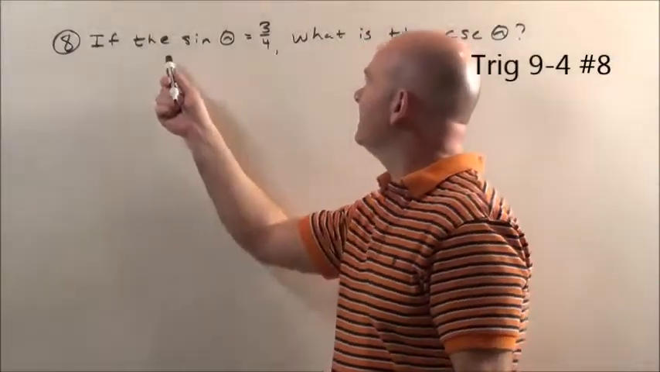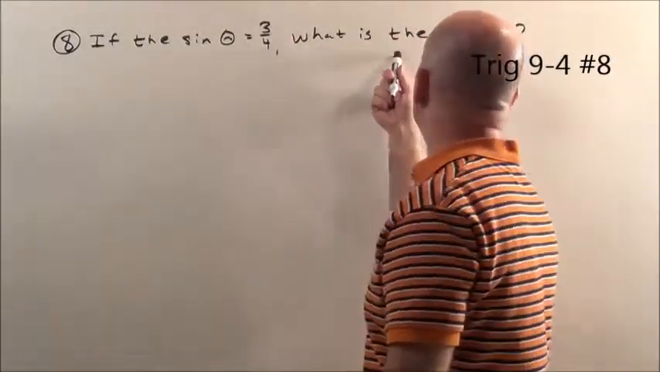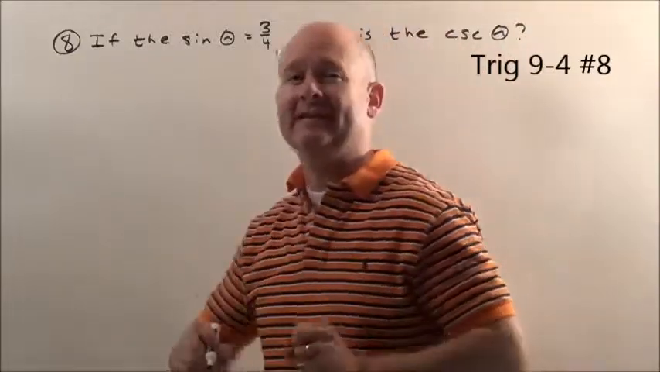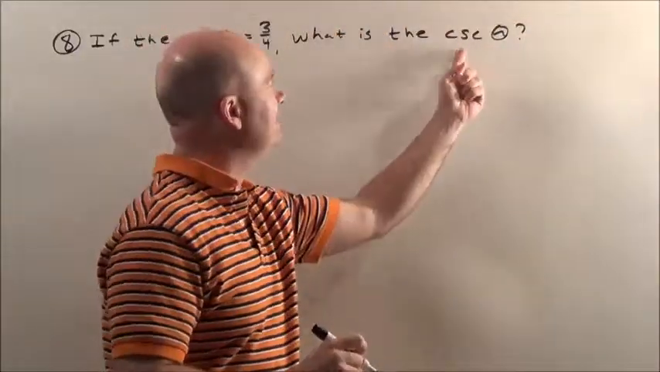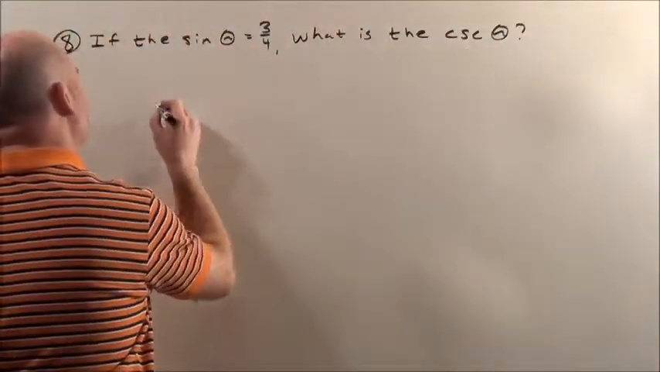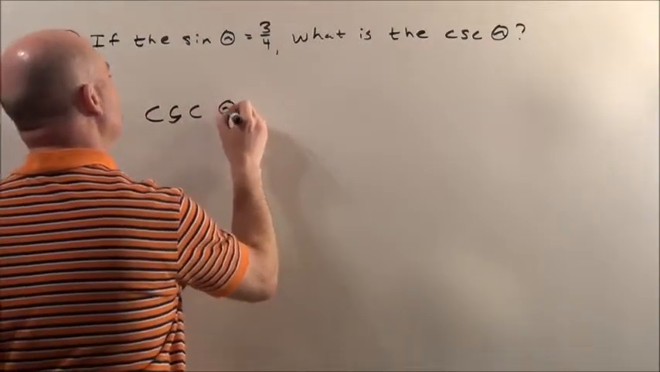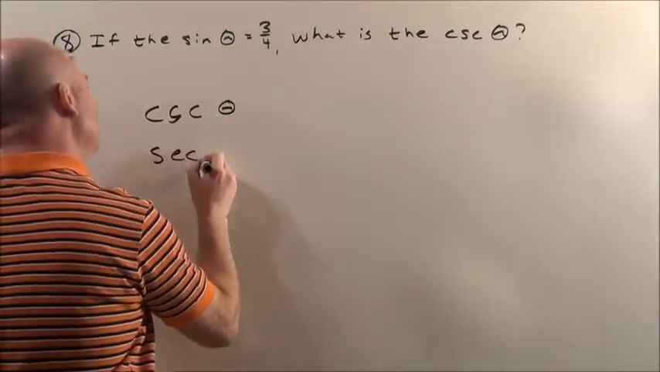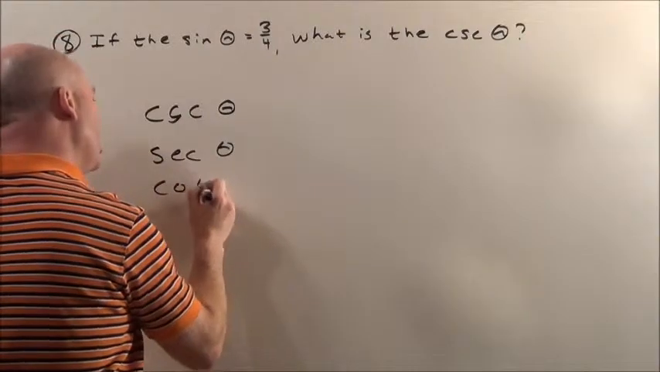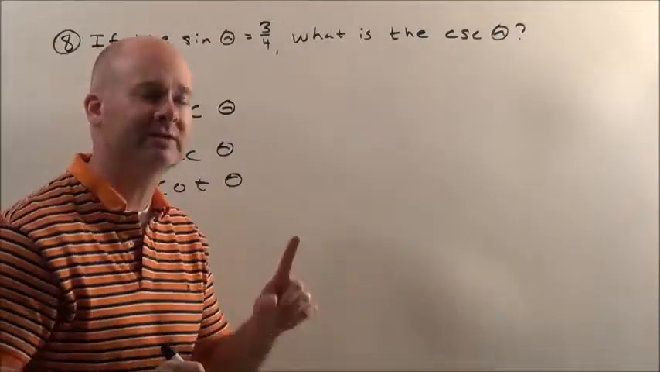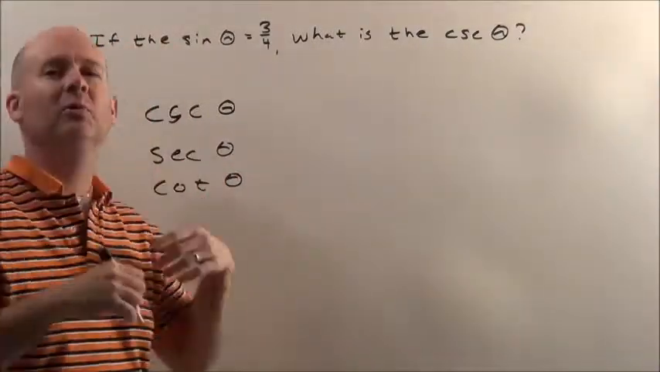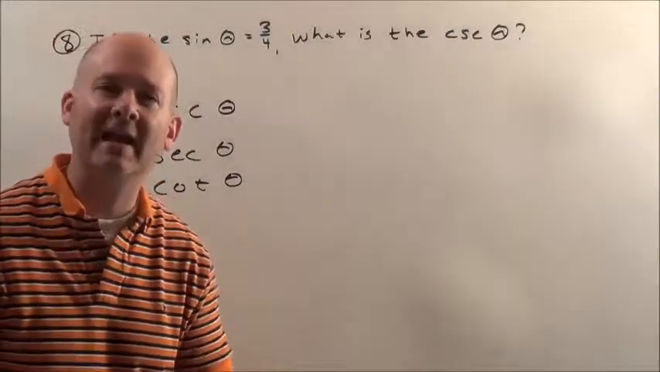Problem 8. It says if the sine of theta is 3/4, what is the cosecant of theta? Now, we have these new things. We have cosecant of theta, we have the secant of theta, and we have the cotangent of theta. These are all new to us. But all they are is they're reciprocals of the sine and cosines and tangents.